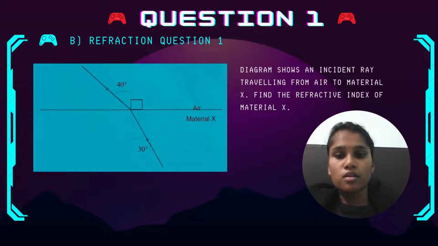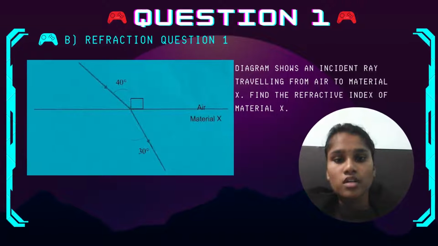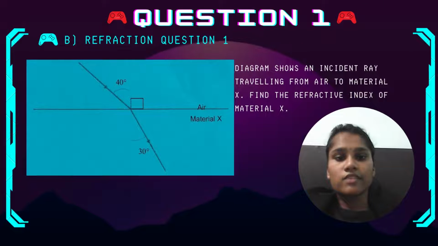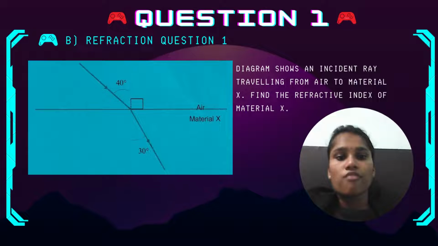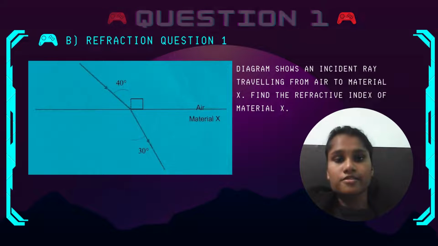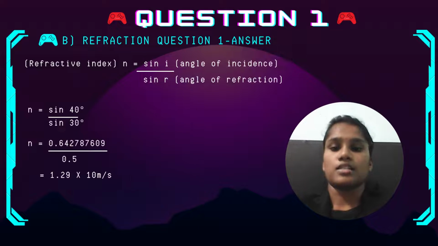So the next question will be about refraction. The diagram shows an incident ray traveling from air to material X. Find the refractive index of material X. So now we have to find the refractive index of material X. So this is the answer.